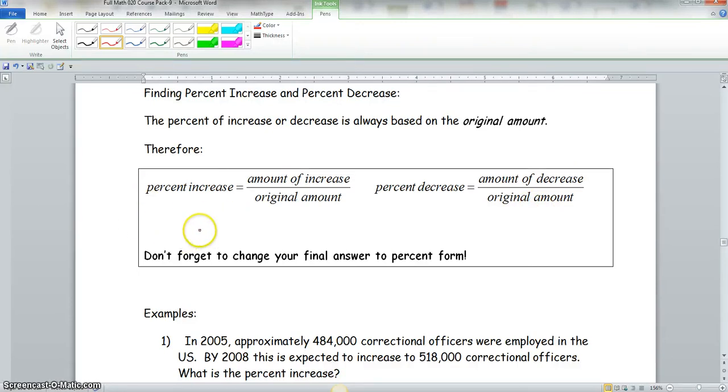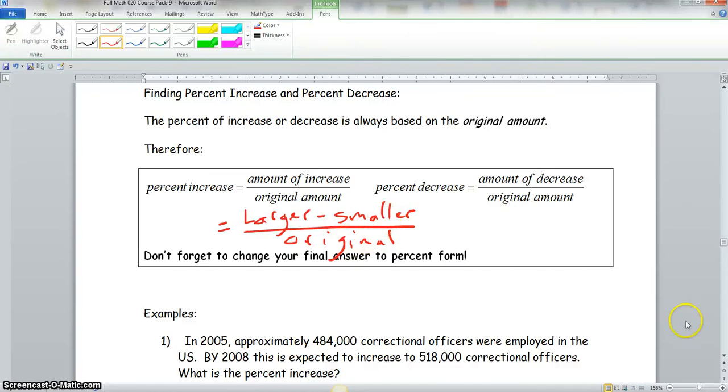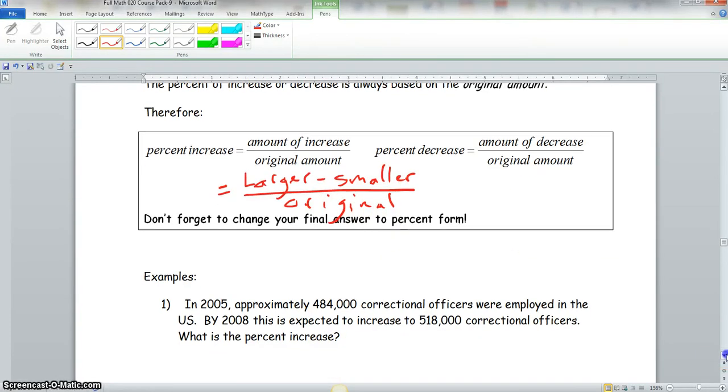Now, I learned this formula that I think will make it a little easier. What you need to do is take the larger number minus the smaller number divided by the original number. And this works for the percent of increase and also for the percent of decrease. The larger number minus the smaller number divided by the original number.